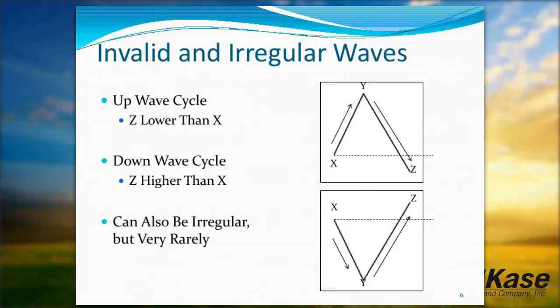So an irregular wave formation would be what I'm showing here as an invalid wave where, for instance, in an up wave cycle, Z is below X. But it's just a situation where Z overcorrects. It basically has an overcorrection and right away starts to move higher again. I'll see if we can find some examples of that, of an irregular.